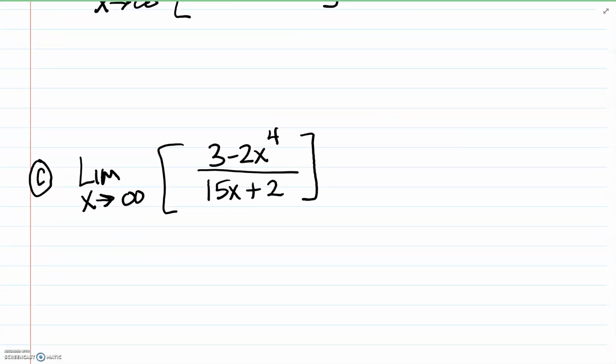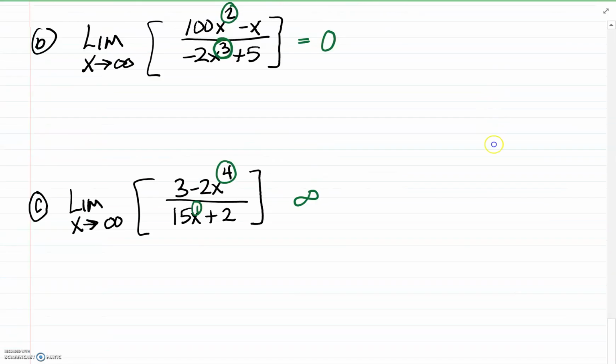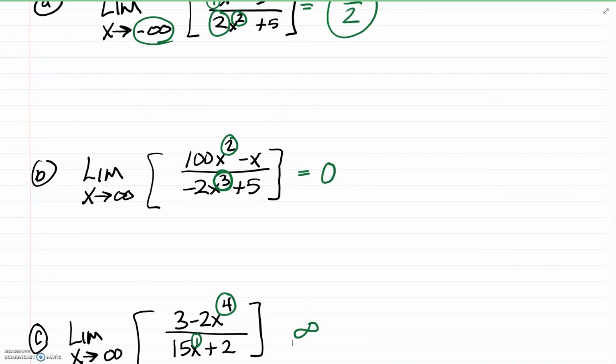And then part C, check it out. I've got the fourth degree on top. I've got a single degree on the bottom. This is top heavy. So if top heavy, then this is going to be either positive or negative infinity, depending on where we're shooting off to. So this one's going to be going to infinity. Those are the only three that you really have to recognize and understand whether or not it's top heavy, bottom heavy, or the same. And then recognizing in polynomials, you just use end behavior to figure it out. All right, that's the end of this lesson.